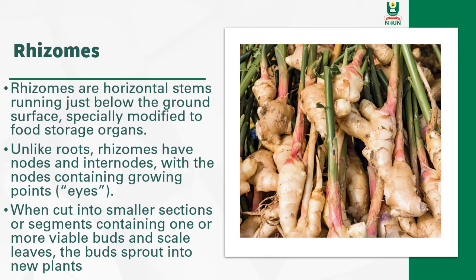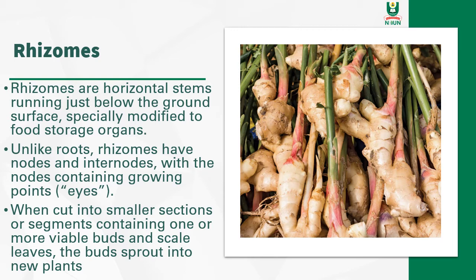You can see here that these are ginger. This is a ginger rhizome. So you can see what it looks like. They are usually dug up, they are under the ground. And unlike roots, rhizomes have nodes and internodes, with the nodes containing growing points. The growing point is what is called the eye. So they have the nodes and the internodes, unlike roots.